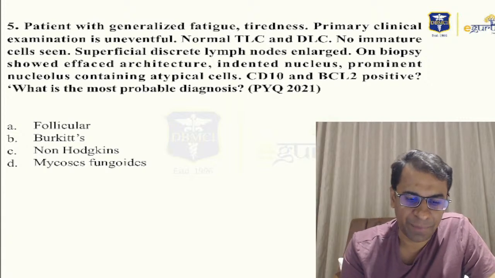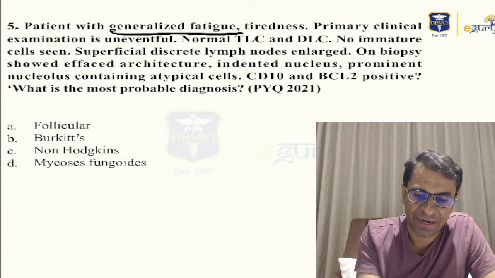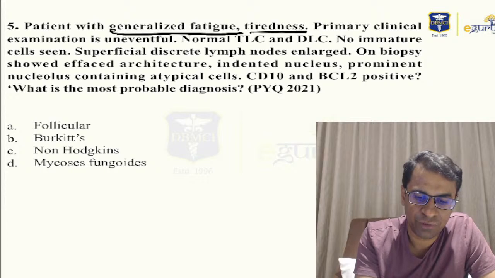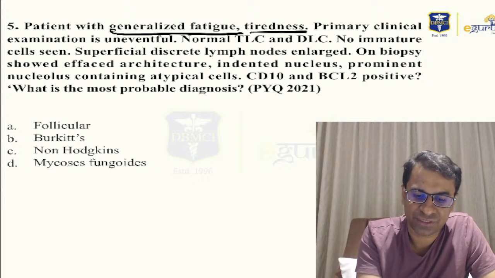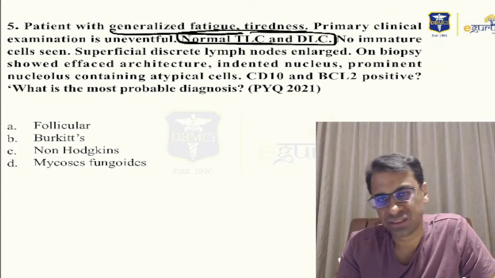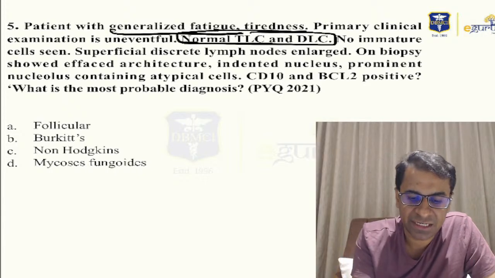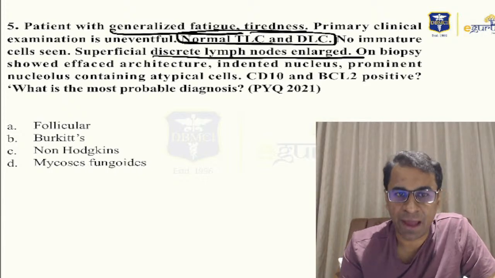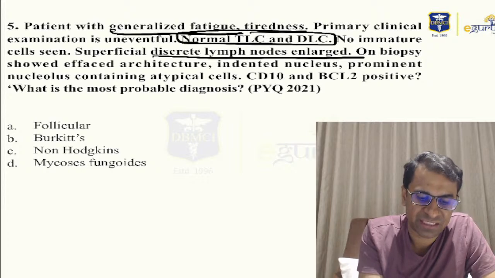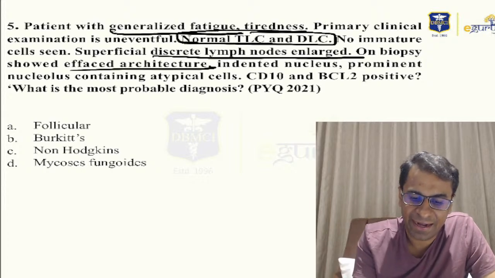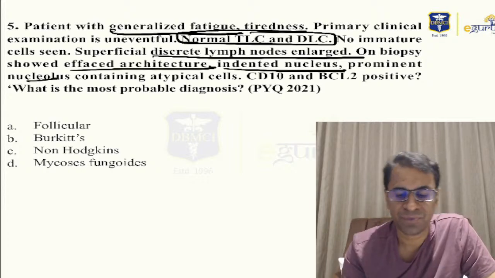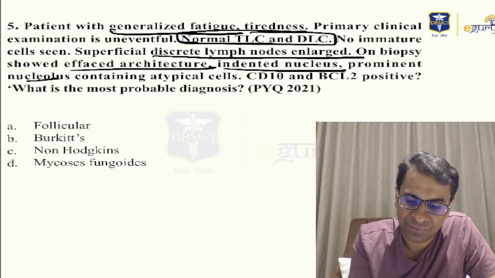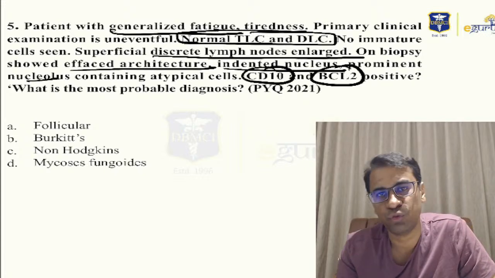Next question. A patient with generalized fatigue and tiredness, and the primary clinical examination is uneventful. Normal TLC and DLC, and no immature cells were seen. The superficial discrete lymph nodes are enlarged, and on biopsy the entire lymph node is effaced, meaning destroyed, with indented nuclei, prominent nuclei, and atypical cells having CD10 positivity and BCL2 positivity.